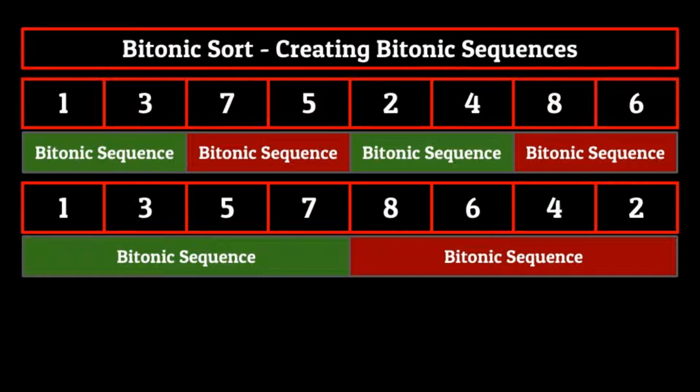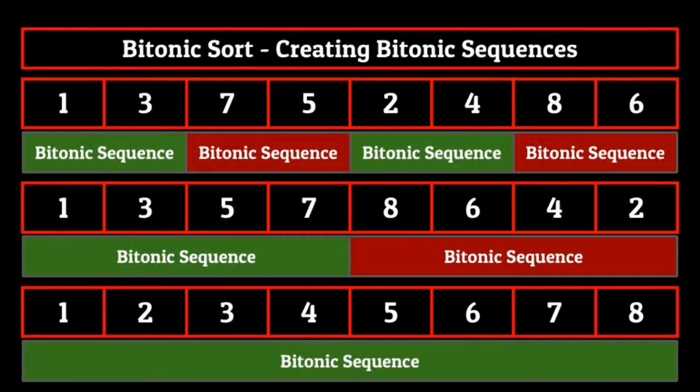Now, we have two Bitonic sequences containing 4 elements each. The next step is to combine these sequences into one final Bitonic sequence, which is only increasing. Once this is done, we have successfully sorted the list using a Bitonic sort.